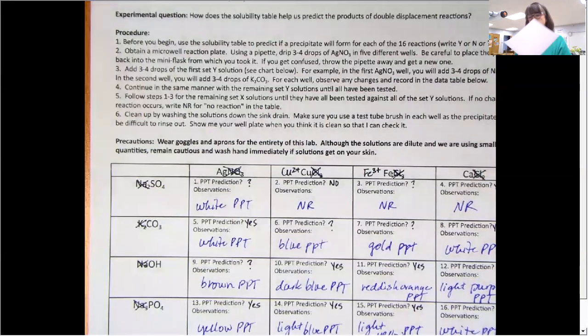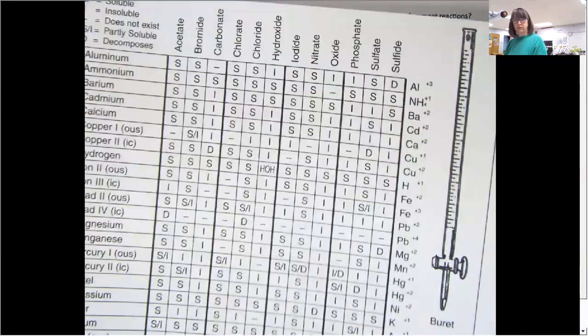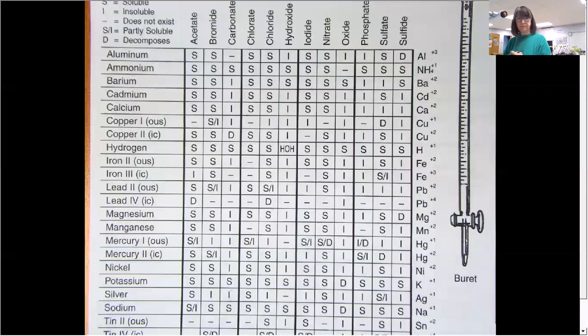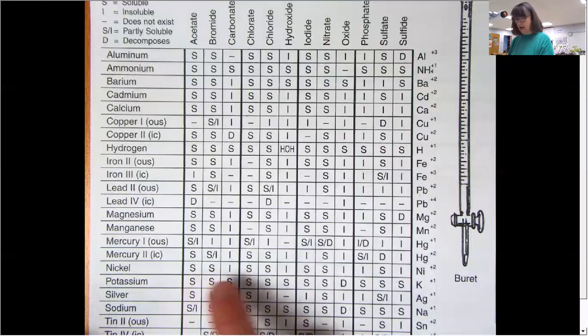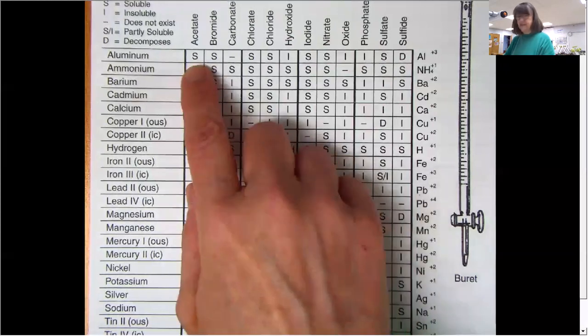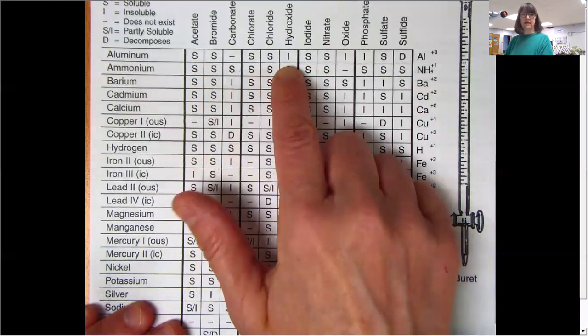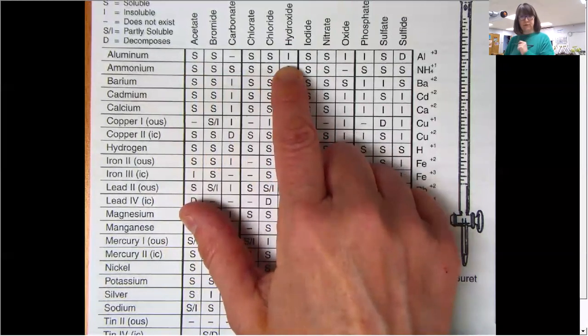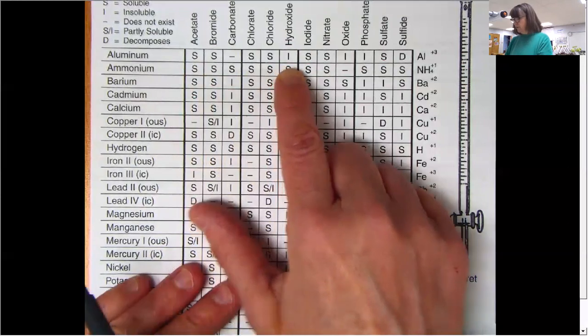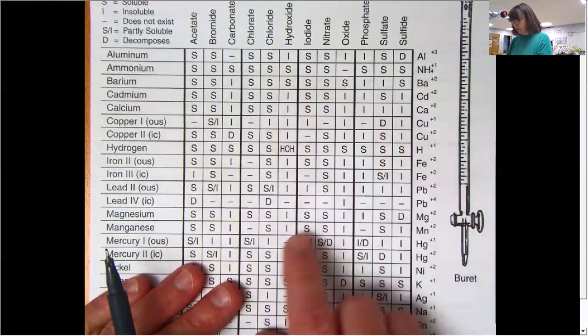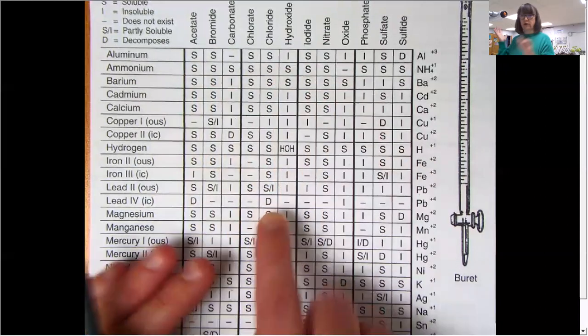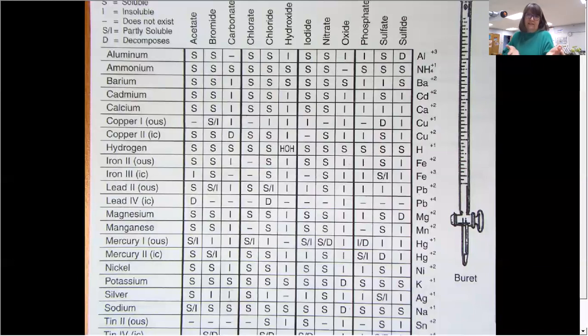Well, you may or may not remember that prior to going in lab, we used this handy table to predict if a precipitate would form. If we got a combination of an S, we said no, no precipitate, because that means soluble. If we got an I, we said, yes, we expect a precipitate to form because I means it forms an insoluble product. If we got a line or an SI or a D, we put question mark because we weren't sure what would happen and we tested it in lab.